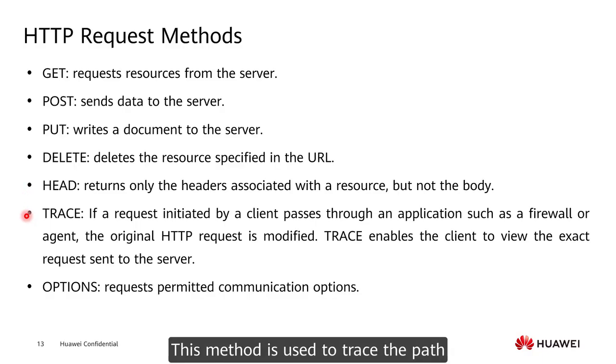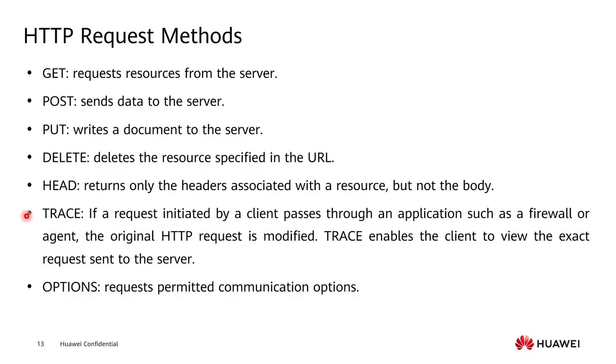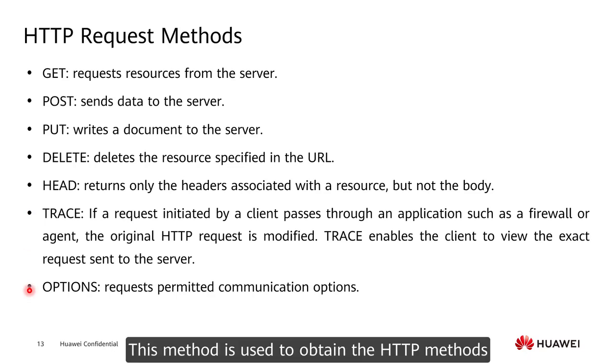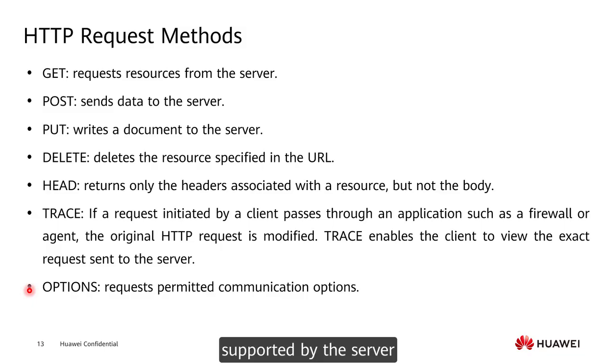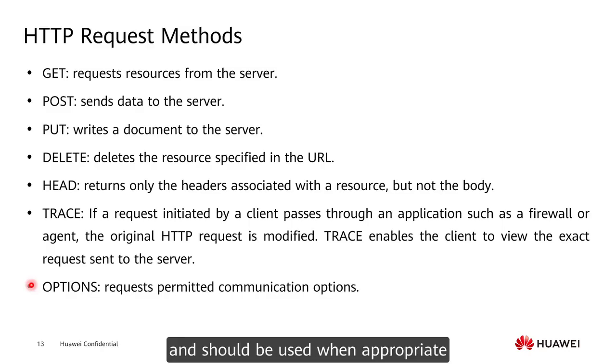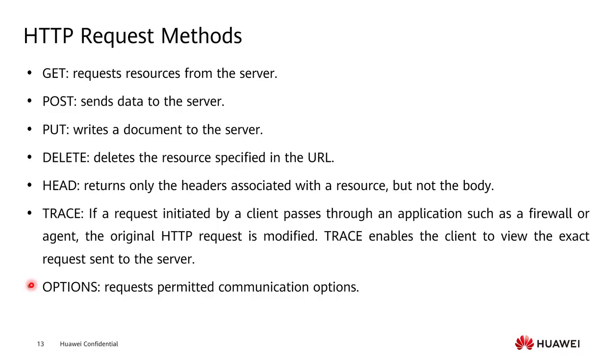This method is used to trace the path of the request to the server. And final one, OPTIONS. This method is used to obtain the HTTP methods supported by the server. Of course, each of these HTTP methods has its own semantics and should be used when appropriate.